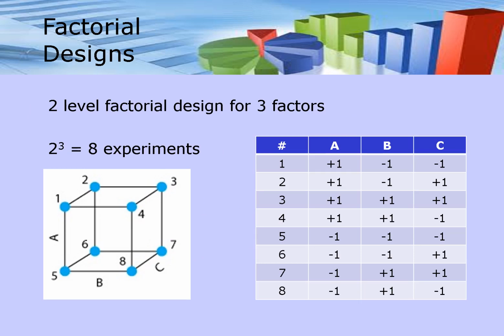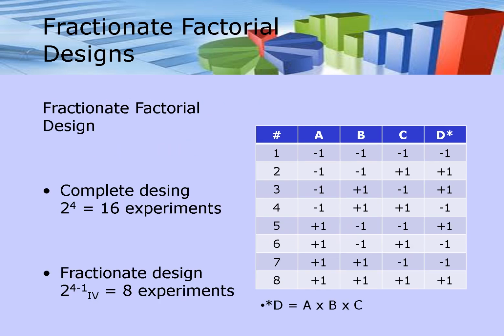In two-level factorial designs, all factors are varied simultaneously. Thus, the required number of experiments may be calculated as a function of the number of factors to be studied. For example, a two-level factorial design for three factors will require 8 experiments. Each factor will be tested at low and high levels as shown in the table.